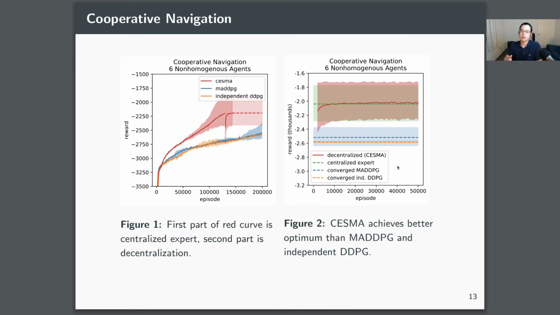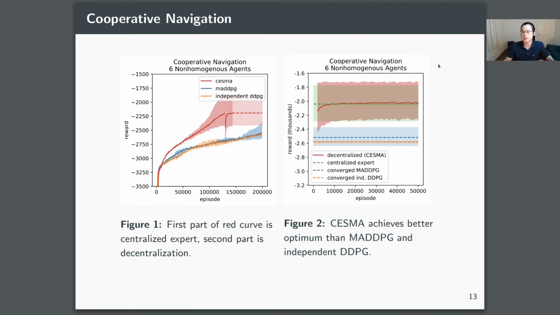Cool. So if we look at some learning curves, on the left is basically demonstrating that SESMA is more sample efficient than MADDPG and independent DDPG. Independent DDPG is just the DDPG equivalent of independent Q-learning. So this first red curve here will be the number of episodes that the centralized expert takes, and then this second red curve will be the number of episodes that the decentralization part takes. This dotted line is basically just an extrapolation of the reward, because we stopped decentralization early when the reward of the decentralized agents sufficiently reaches the centralized expert's level of reward. And as you can see, SESMA is more sample efficient because it achieves a higher reward in fewer episodes than MADDPG and independent DDPG.